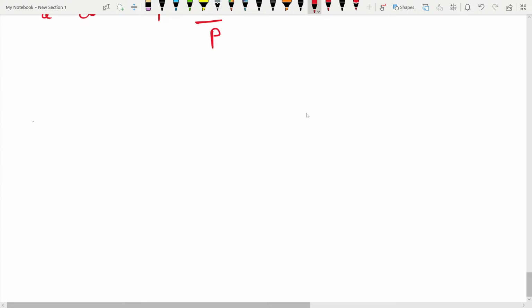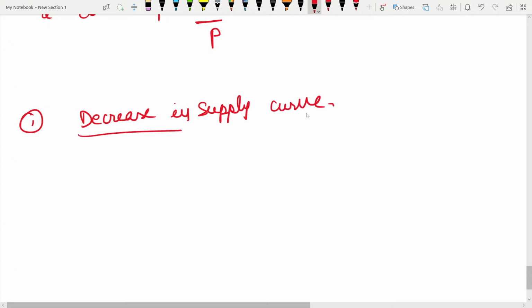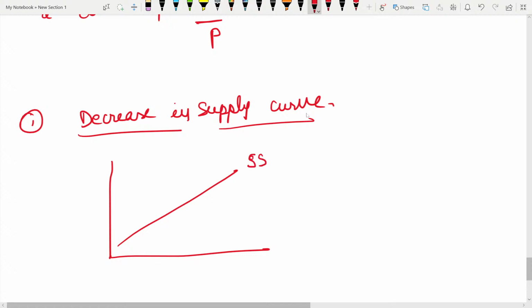So in shift in supply curve, there can be two things which can take place. First of all, increase in supply curve, and second, decrease in supply curve. So this is the original supply curve, and just suppose that price is constant, because as we talked, in shift in supply curve price will remain constant, and this is the new supply curve.